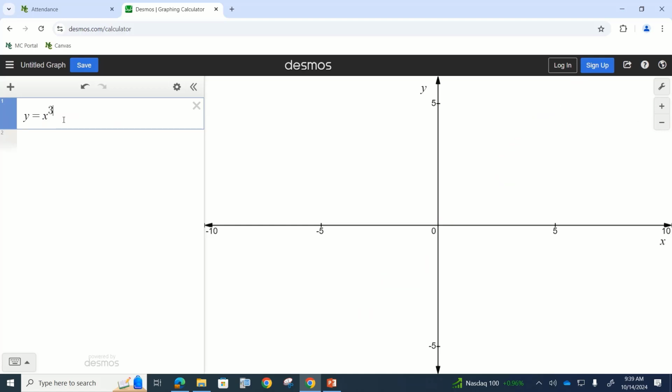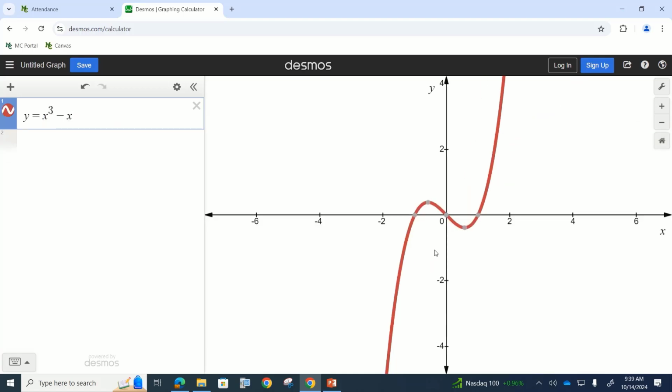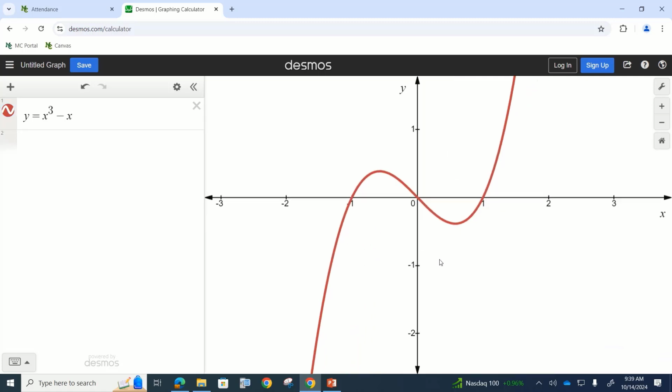If I have the function x cubed minus x, maybe. This is a function where on the left side, this is increasing. It's going up as I go from left to right. And it continues to increase until we reach the point where x equals negative 0.58. And then it starts to decrease, right? It switches from increasing to decreasing. And it continues decreasing until you get to the point x equals positive 0.58. And then after that point, it starts to increase again. Okay?